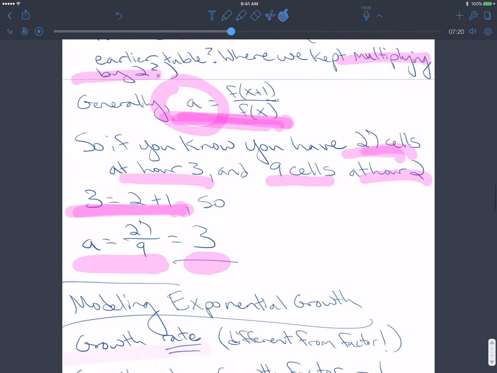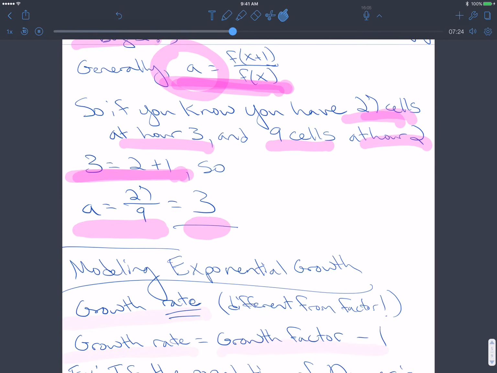Modeling exponential growth, we often talk about a growth rate. This is different from your growth factor. This is a rate at which the population is increasing, so it's usually a percentage, which means that instead of telling you that it doubles or triples or quadruples and so forth, you would say that it's growing at a rate of 20%, 15%, 10%, something like that, where it isn't just doubling or just tripling.